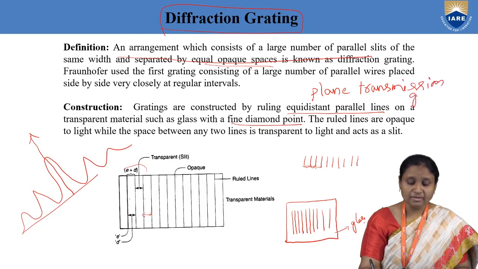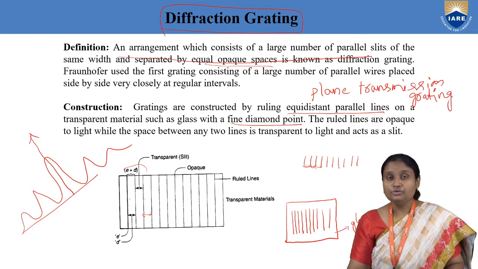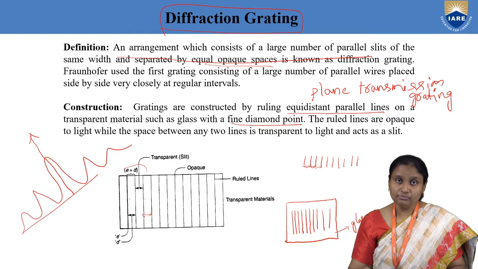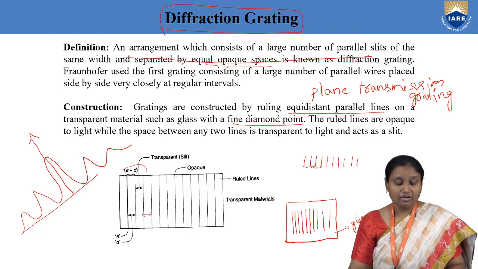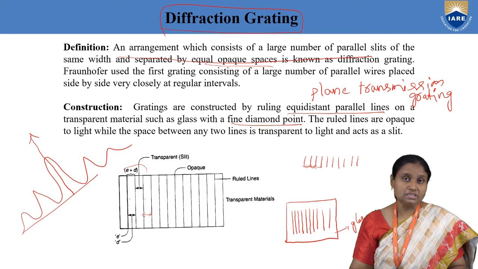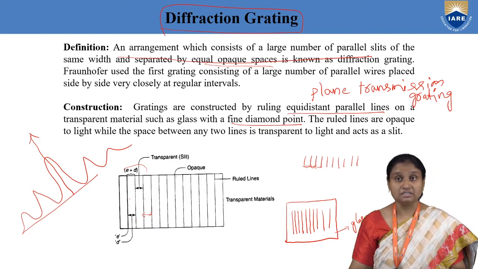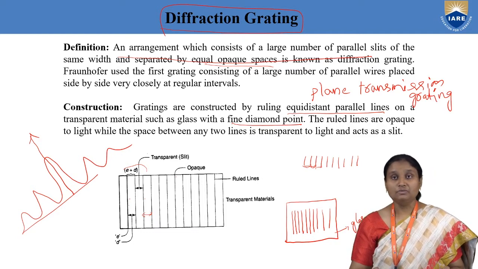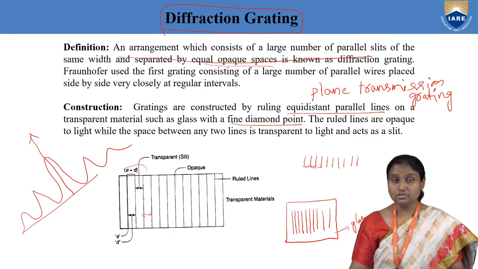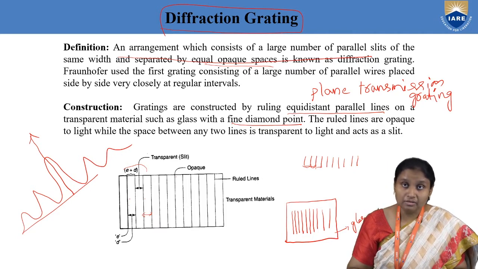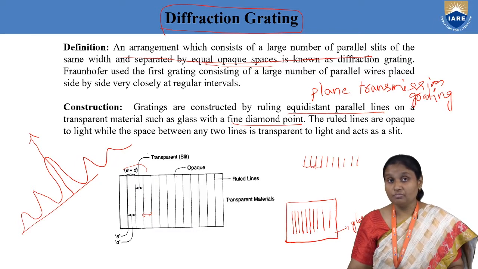It is constructed by taking a transparent material such as plain glass and, using a fine diamond point, drawing vertical lines. And what we have to see here is that all these lines should be equidistant from each other, and the space between two adjacent lines will act as a slit. Such an arrangement having a large number of slits is nothing but a grating. Next we'll see what happens when a plane wavefront falls on that grating. What type of diffraction pattern will be recorded on the screen because of such a grating, diffraction from grating.